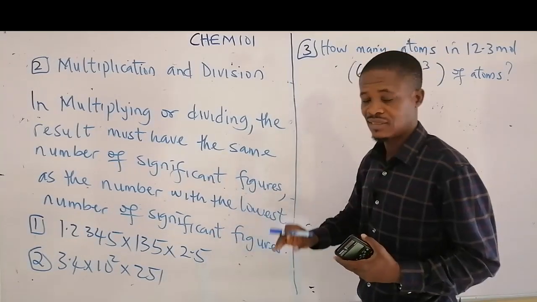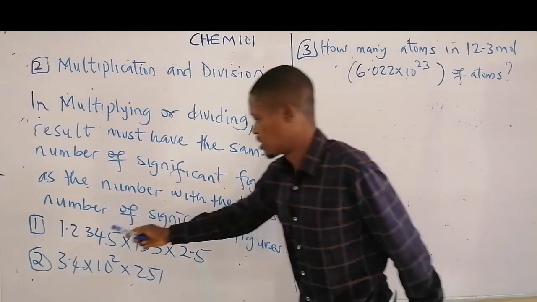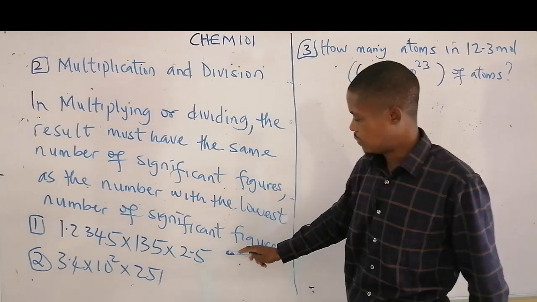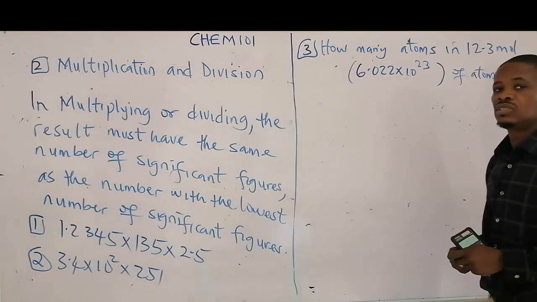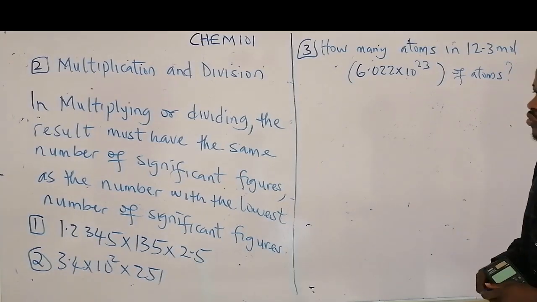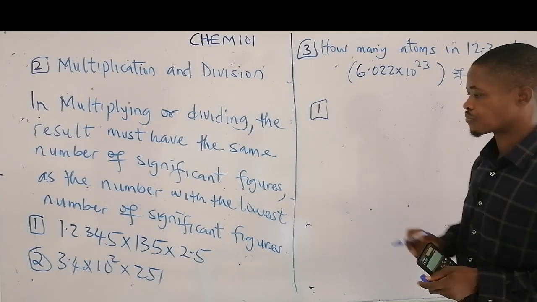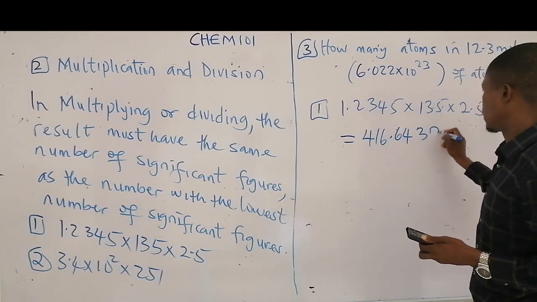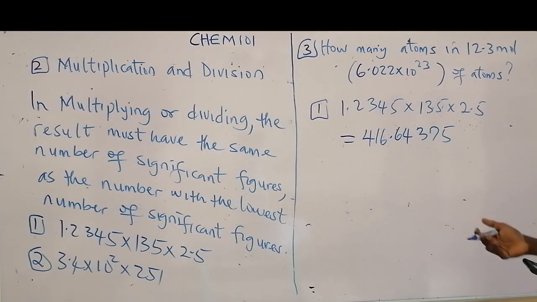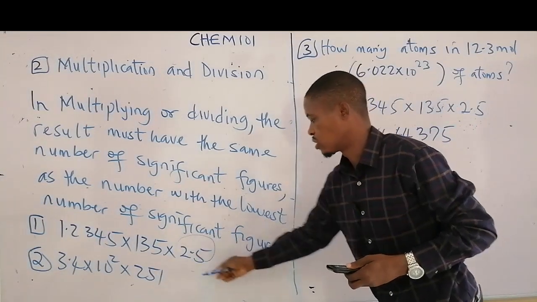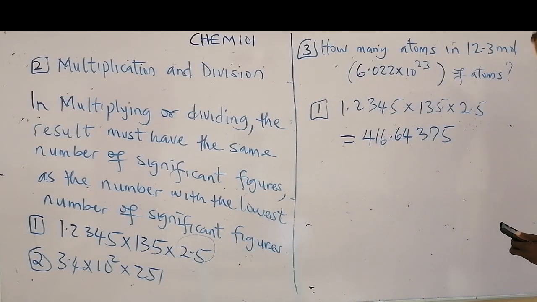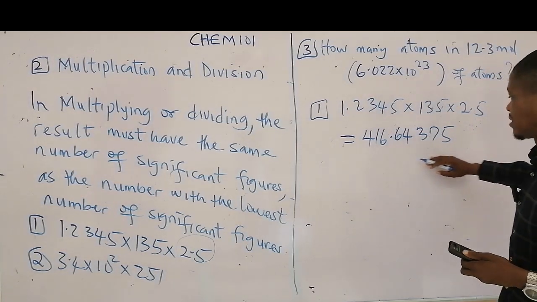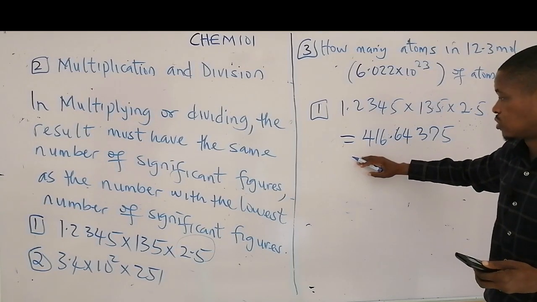Look at this one now. The least significant figure here is 2. This one has 1, 2, 3, 4, 5, so 5. This one is 3. This is 2. So your answer must be 2 significant figures. Let's get the first one. Take a calculator. When you multiply this, it's going to give you 416.64375. That's what we have from the calculator. Once we take it to the least significant figure, which is 2, the best way to do this is to write it in scientific notation.